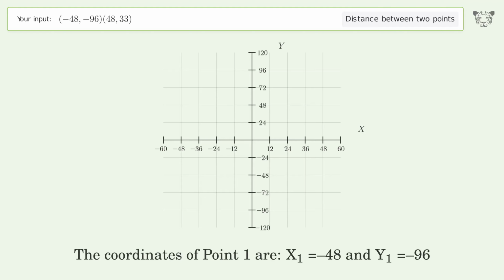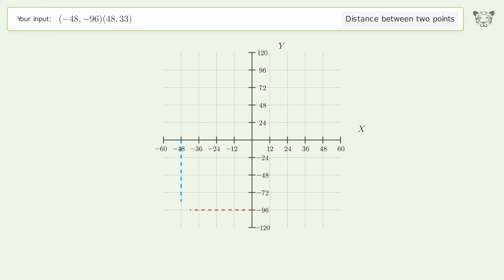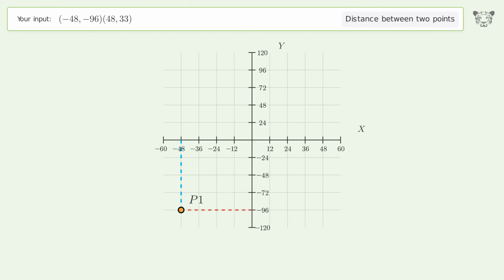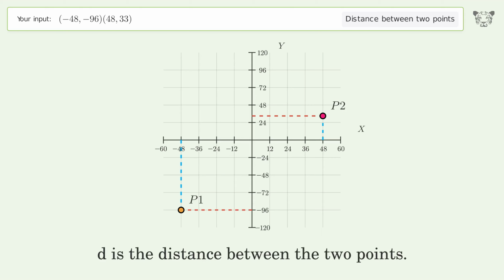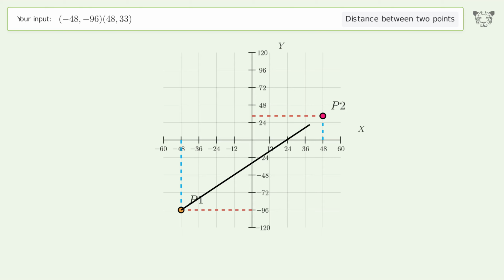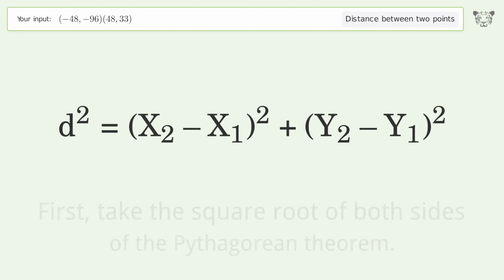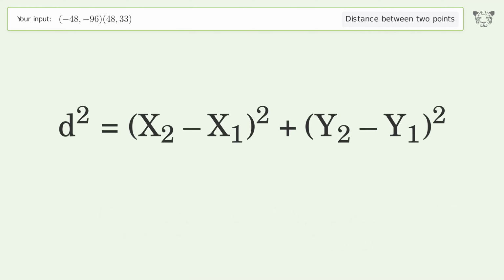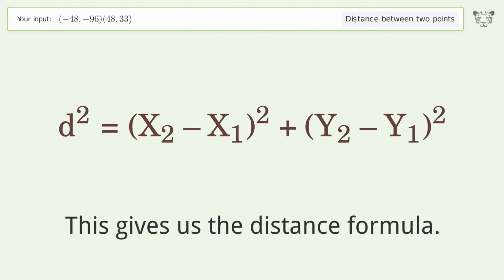The coordinates of point 1 are x1 equals -48 and y1 equals -96. The coordinates of point 2 are x2 equals 48 and y2 equals 33. D is the distance between the 2 points. First, take the square root of both sides of the Pythagorean theorem. This gives us the distance formula.